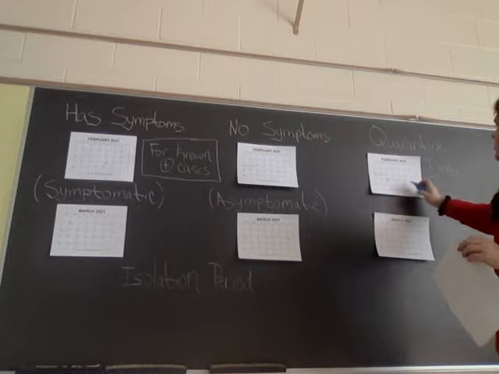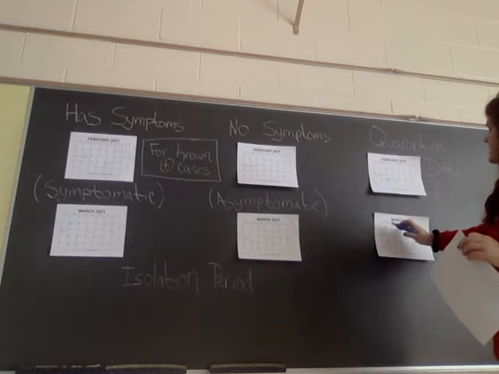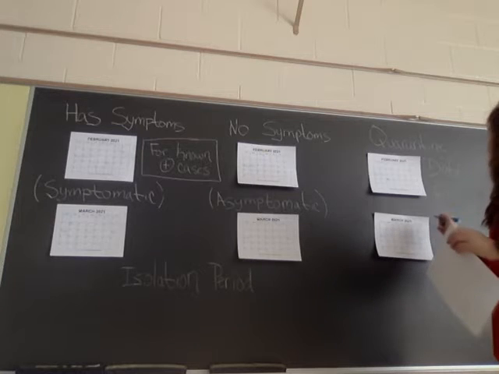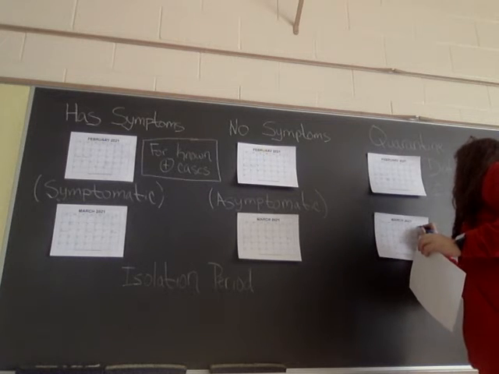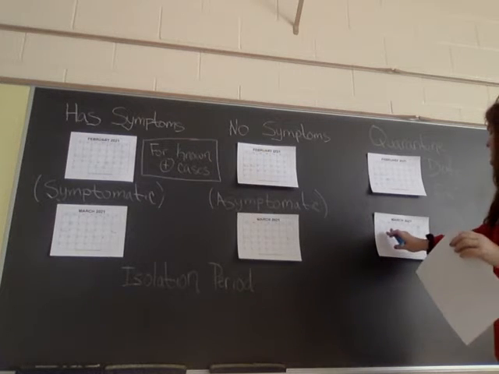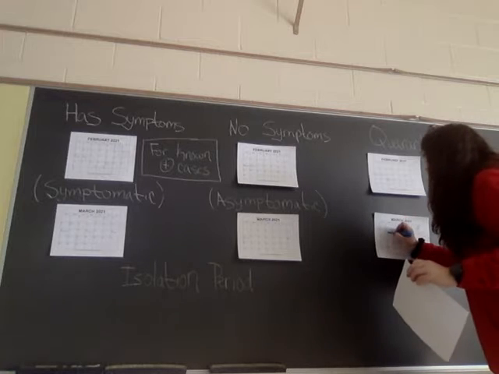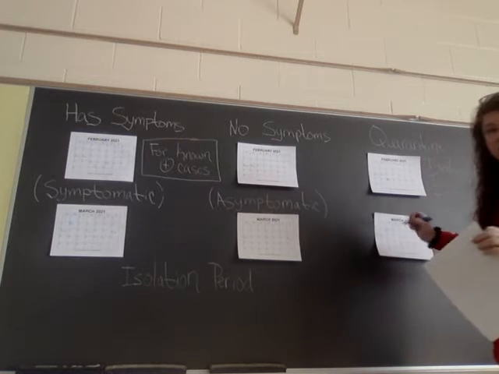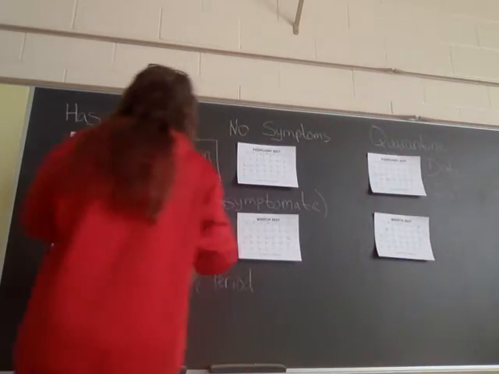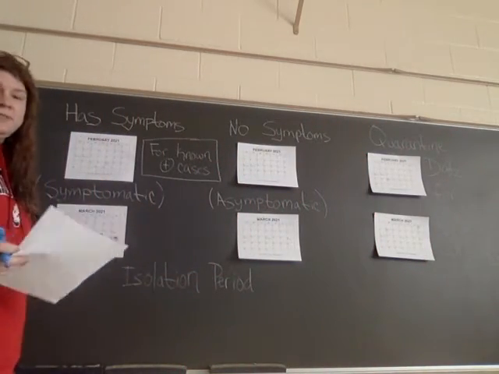So I'm going to count 10 days from that. 1, 2, 3, 4, 5, 6, 7, 8, 9, 10. So that person can go back to their real life and be out of quarantine on Saturday the 6th, which means they can return to school on Monday the 8th. Okay? So that is for if the person has symptoms.